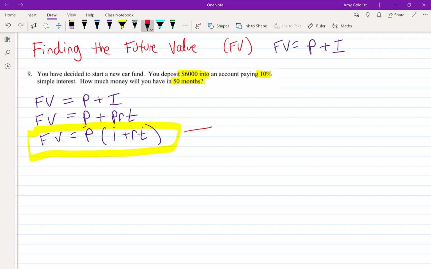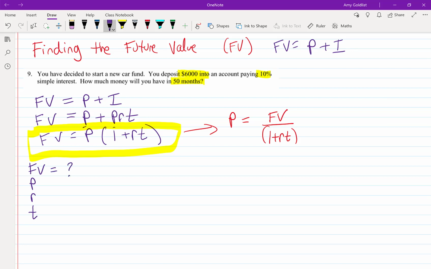This is a formula that we're going to see a lot of. And if I want to go backwards, P equals FV divided by 1 plus RT. These are new equations that are sometimes easier to use. In this case, I never need to solve for I. So FV, P, R, T.